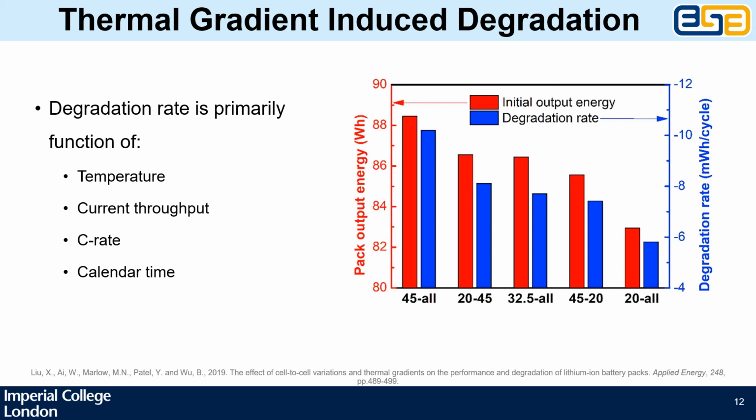However, there is a balance. By reducing the mean operating temperature, we sacrifice peak performance at the start of life, as again, hotter cells reduce losses and allow extraction of more energy from the pack.